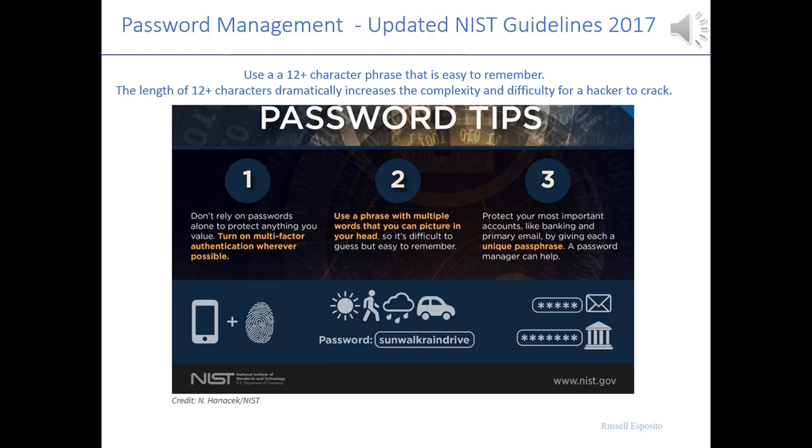Don't use the same phrase for your bank, for your email, for your insurance company. Use different phrases. If you want to make them sort of similar, maybe that's okay, but don't use the same password, because if someone gets into your bank, they may find your email and get into your email, or vice versa, which would even be worse.